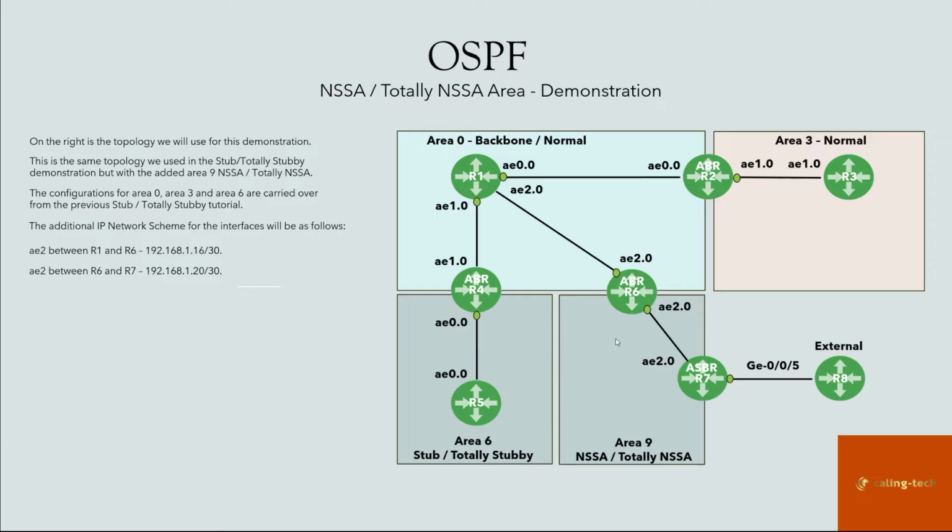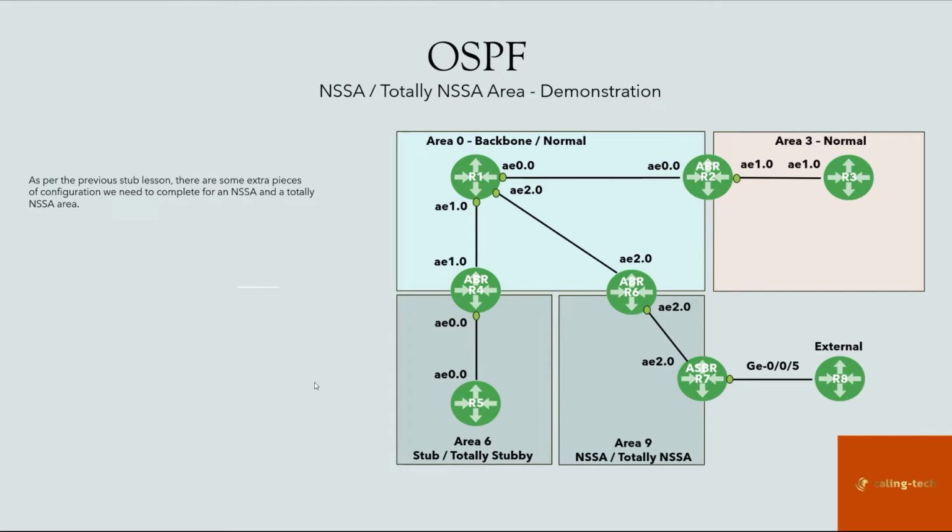AE2 between R6 and R7 will be 192.168.1.20. So one interface is 21 and one interface is 22. And GE005 between R7 and R8 will be 192.168.100.0/30, which gives us an address on one interface of 1 and on one interface of 2.